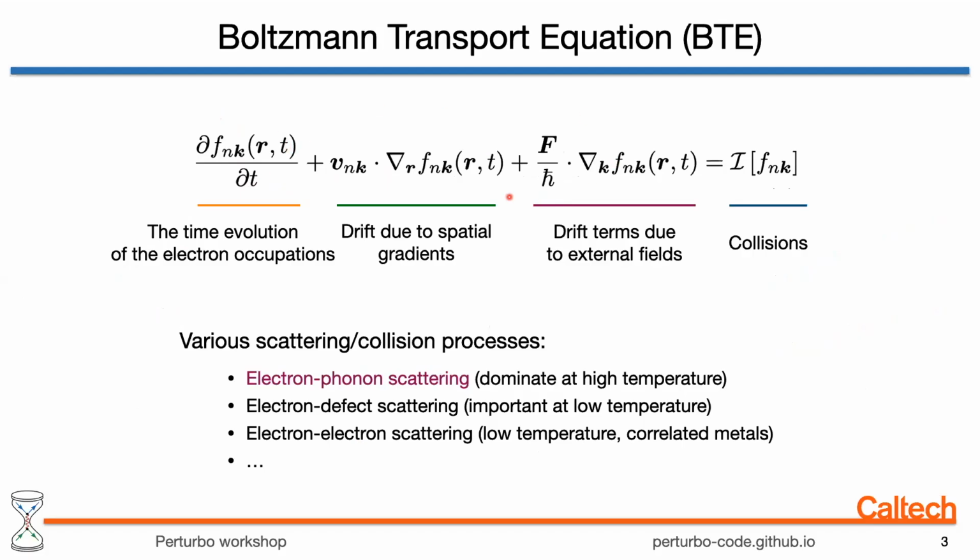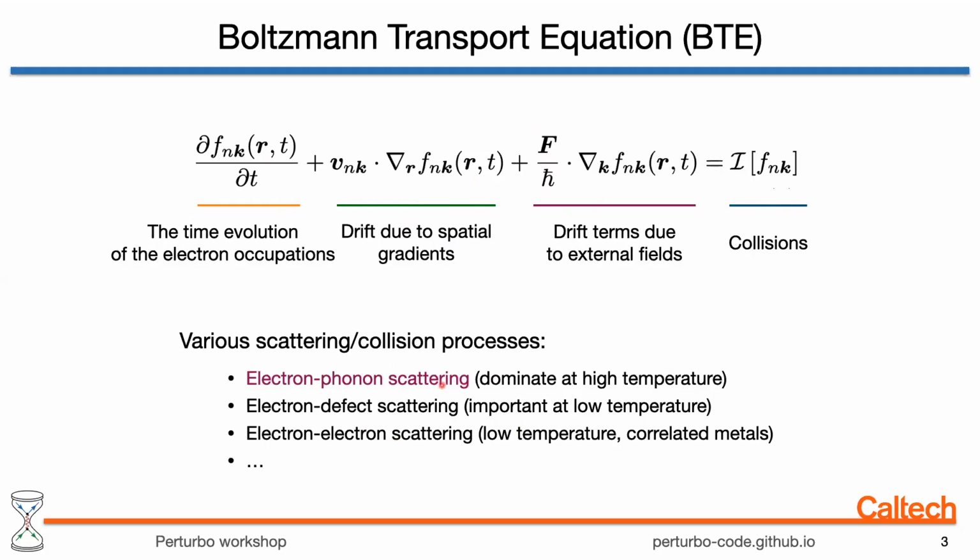And in its full form, the BTE has an explicit time dependence, as well as drift terms due to a spatial gradient and due to external fields given by this capital F right here. And then it also includes, of course, internal collisions, which is given by the collision integral, this I right here. Now, in general, you can include any sort of scattering process you might want. In this lecture and in general in this workshop, we're going to focus on the electron-phonon scattering, but you could also include electron-defect scattering and also electron-electron scattering, for example.